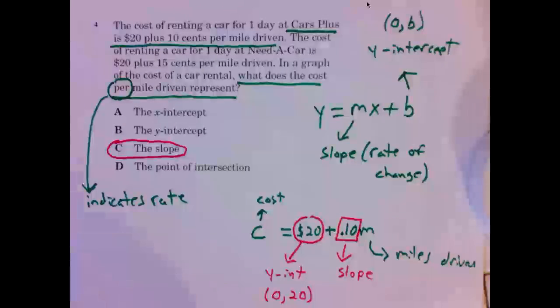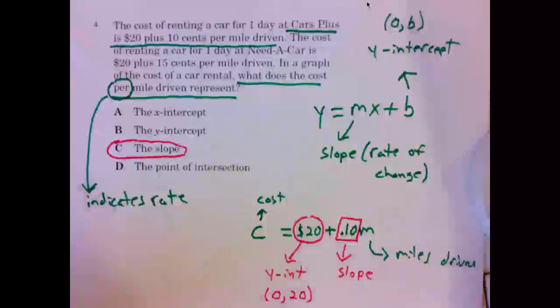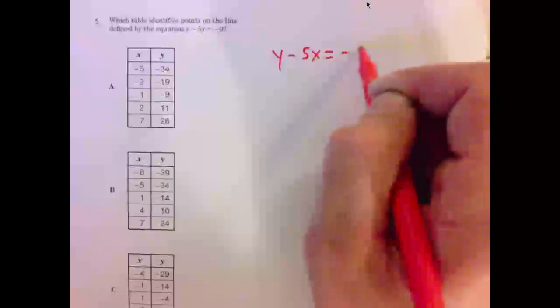All right. Number 5. Number 5 says, which table identifies points on the line defined by the equation y minus 5x equals negative 9? Well, this is an excellent one to employ solving for y. We have y minus 5x equals negative 9.